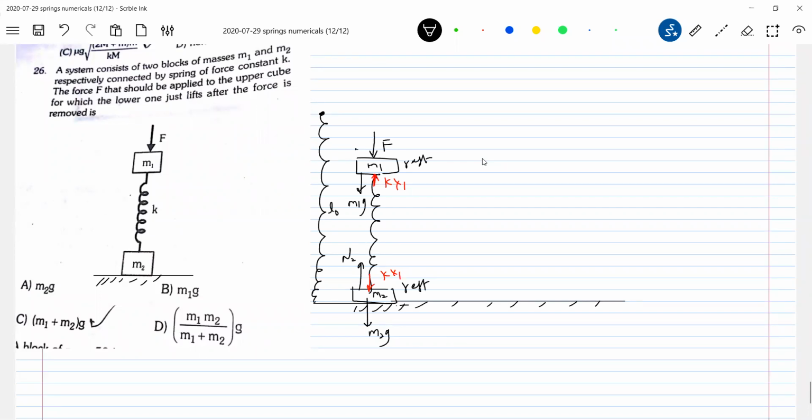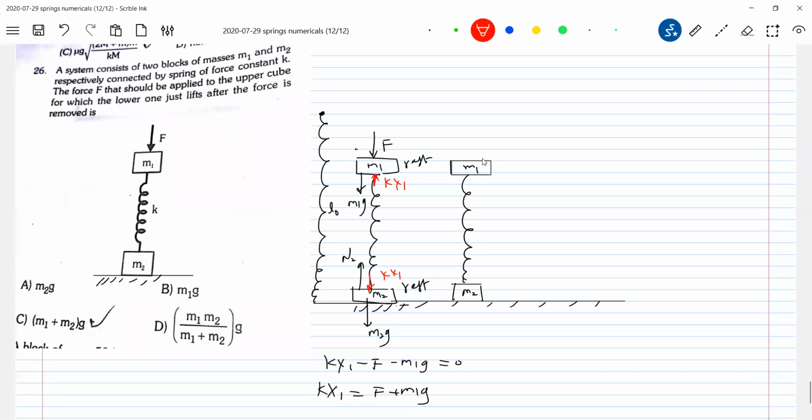Now, the moment I remove this, is the spring force greater than the weight m1g? Yes, it is. You can see that we will balance kx1 minus F minus m1g equals 0. So the value of kx1 is equal to F plus m1g. So the spring force is greater than the weight of the block m1g. So now what are the forces acting here? Spring force kx1 and the weight m1g. So what do you expect this block m1 to do? It should accelerate, no? It's going to accelerate.